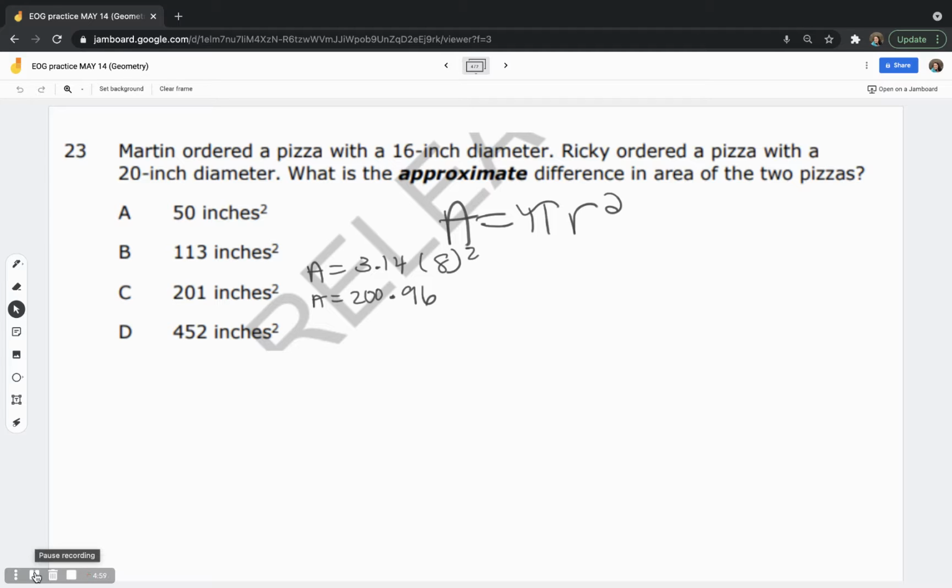For the second one, if the diameter is 20, that means the radius is 10. So we're going to do 3.14 times 10 squared. That's going to give us 314. And then it says, what is the difference, the approximate difference? So I'm going to do 314 minus, and because this is approximate and we're rounding, I'm going to round that to 201. And that would give us 113.